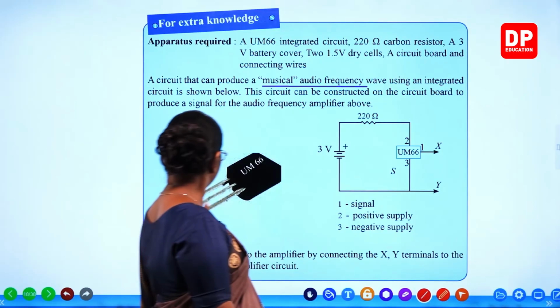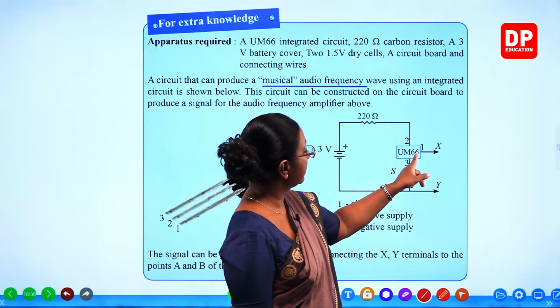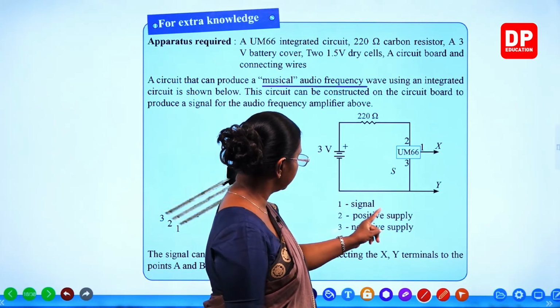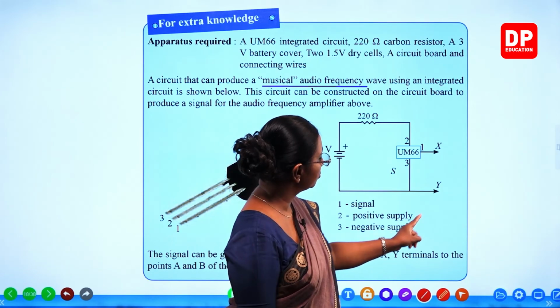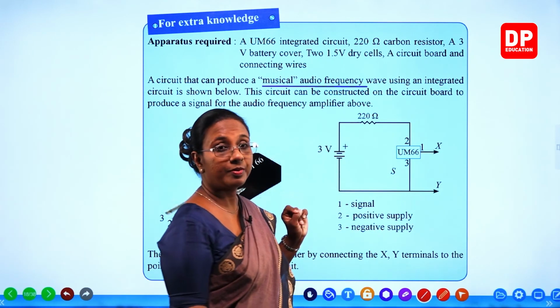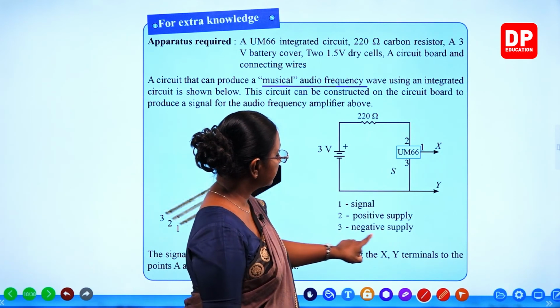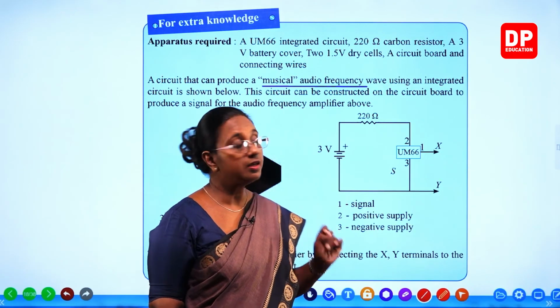You can see what the terminals are. They are termed 1, 2, 3. So terminal 1 is the signal. Then terminal 2 is the positive supply. Here you can see that it is connected to the positive terminal of the battery. And the third terminal here is connected to the negative terminal of the battery.